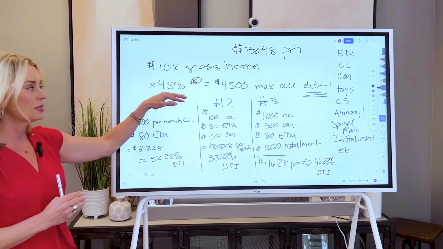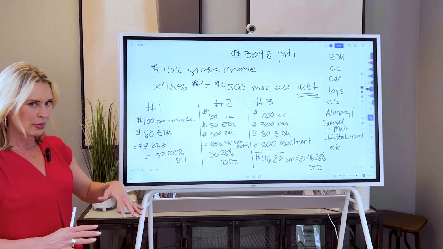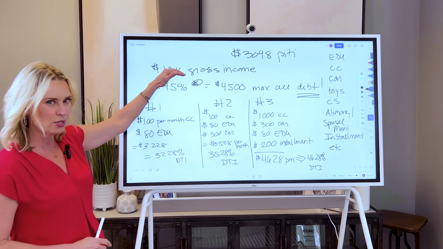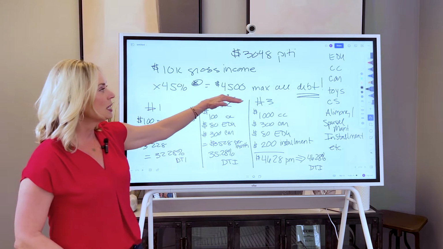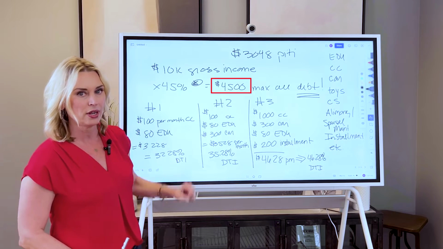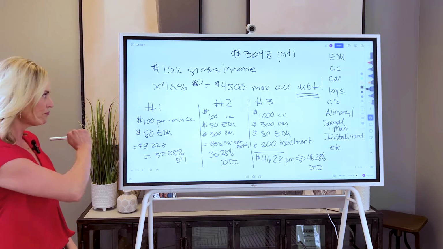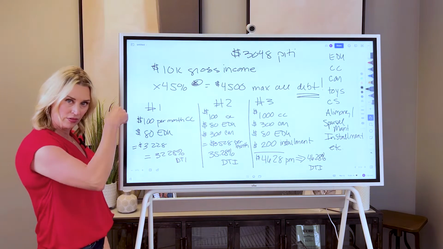So I'm just using this kind of middle of the road so you could understand how the numbers work. All right, backtracking. We've got $10,000 in gross income. At a 45% debt ratio, it would mean that the total debt could not exceed $4,500 in this scenario. Remembering that the house payment is $3,048 a month for this scenario.